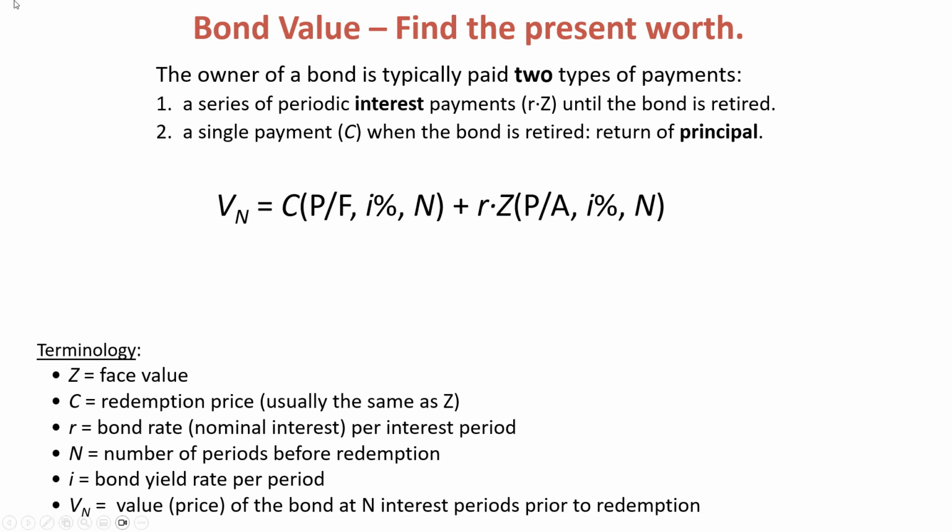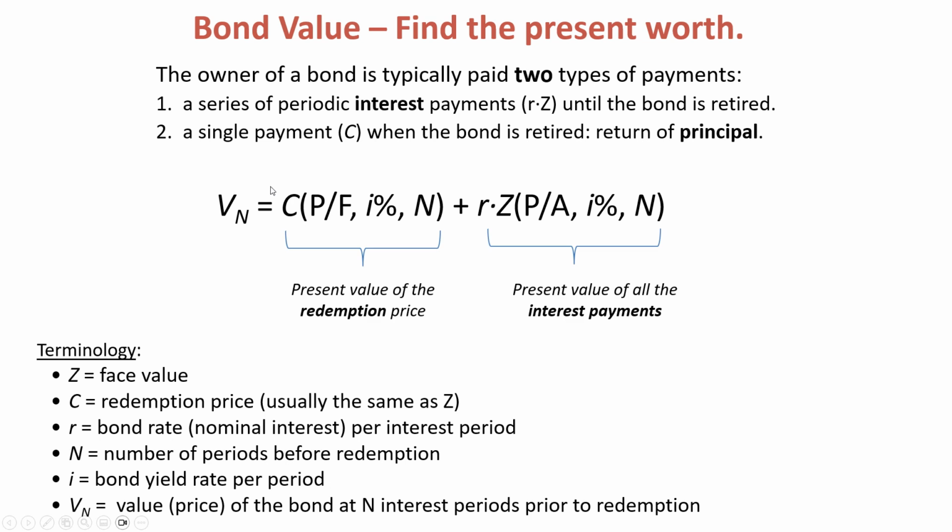So here's the formula for a bond's value. And I hope that you're not intimidated by this formula because it's nothing you haven't seen before. It's just business as usual. What it's saying is the two pieces of value to a bond is the value of the redemption price, so that lump sum in the future, which is C, the redemption price.